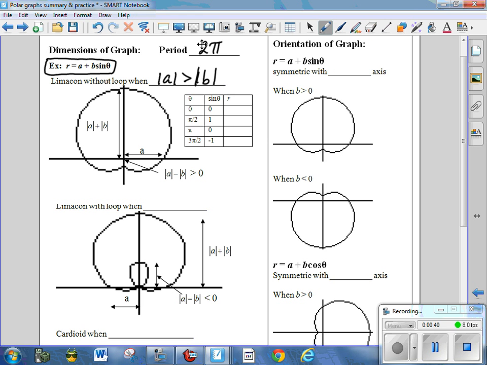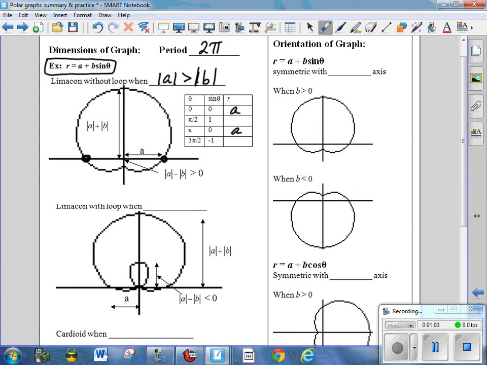You'll recall that sine of 0 is 0, sine of pi over 2 is 1, sine of pi is 0, etc. Looking at this little t-chart, when sine of theta is equal to 0, then we'll just be plotting a, whatever that number a is. So that's these 2 points to the side on the graph.